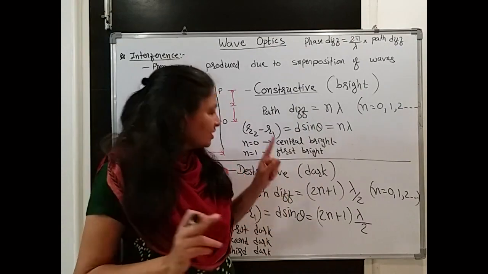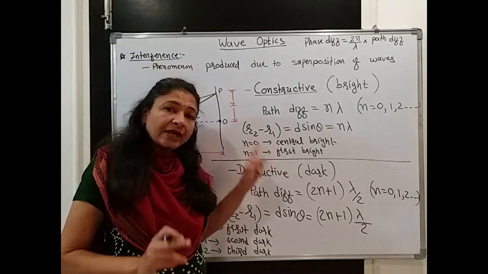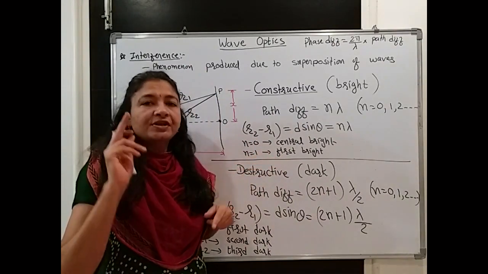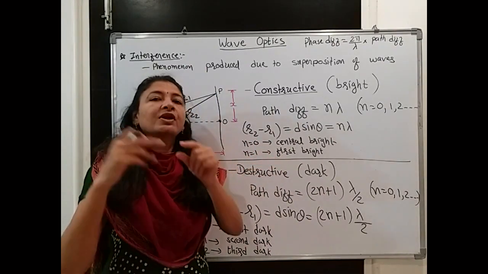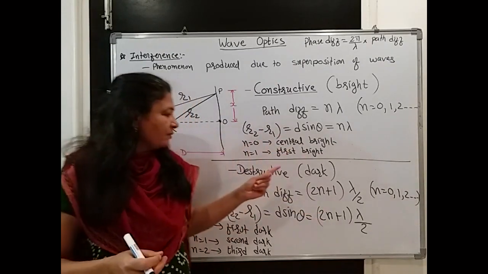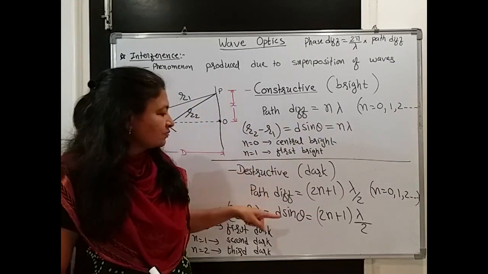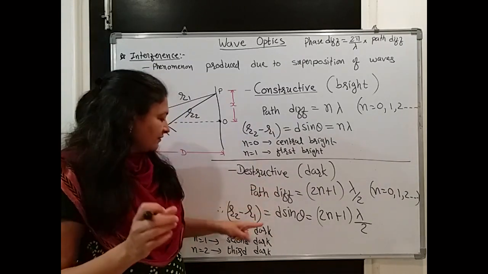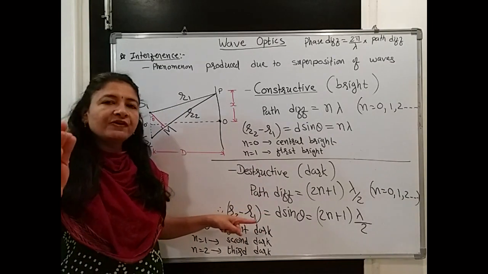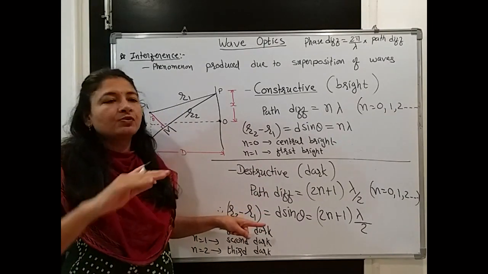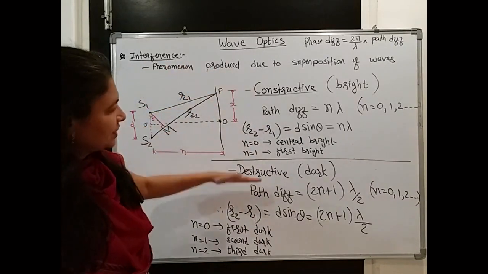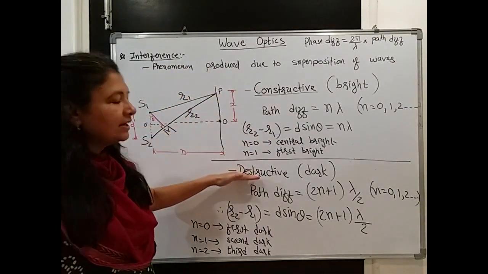Be careful. In case of fourth bright, you have to consider n equal to 4. Here you can commit a mistake, that's why I am putting the stress. For constructive interference, whatever is the order of the fringe, you have to take n equal to the same value. But in case of destructive interference, whatever is the order, the value of n will be 1 less than that. For fifth, you have to consider n equal to 4. So, this is regarding two types of interference, constructive and destructive.